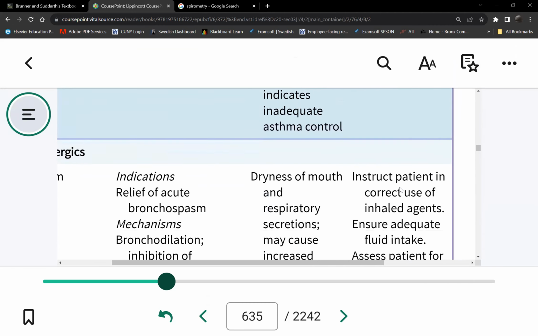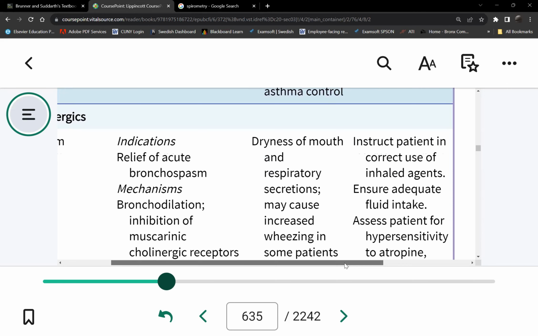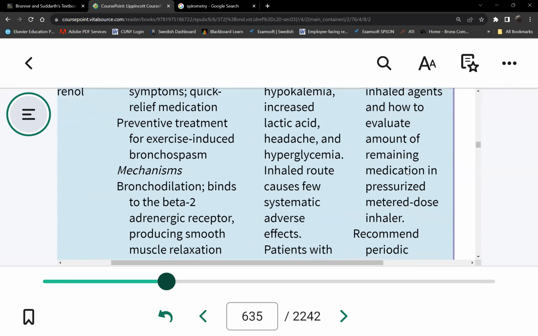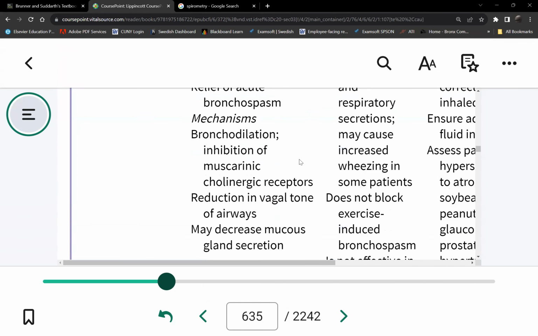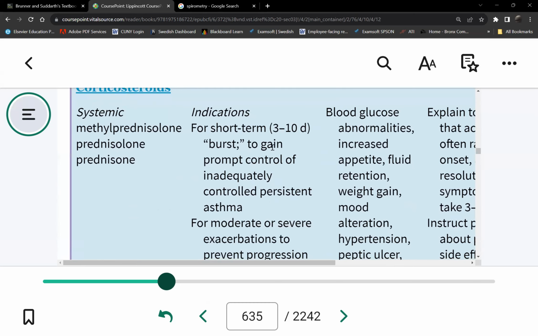Any drug table or chart, what is the testable part? Patient teaching, so nursing considerations. Okay, let's finish this quick. So ipratropium, and then now you have your steroids.